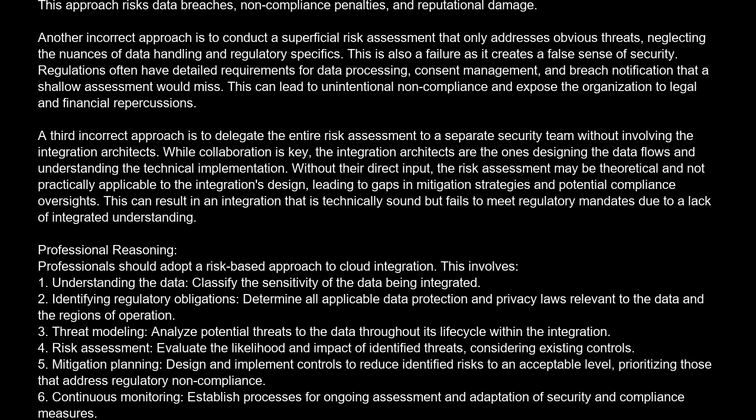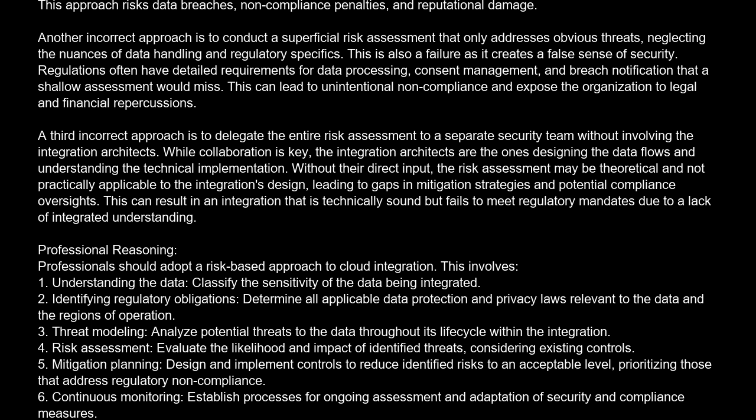A third incorrect approach is to delegate the entire risk assessment to a separate security team without involving the integration architects. While collaboration is key, the integration architects are the ones designing the data flows and understanding the technical implementation. Without their direct input, the risk assessment may be theoretical and not practically applicable to the integration's design, leading to gaps in mitigation strategies and potential compliance oversights. This can result in an integration that is technically sound but fails to meet regulatory mandates due to a lack of integrated understanding. Professional reasoning.